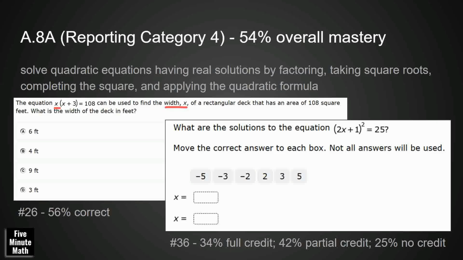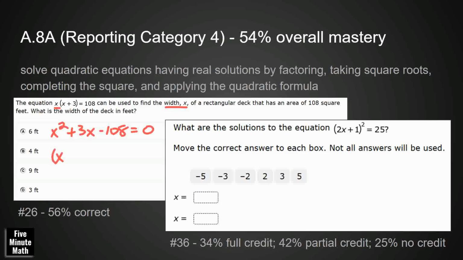So we don't really need all of this context of length times width and an area and a rectangle and all of that. Because if we factor this out, we're going to get x squared plus 3x, and then we have that equals 108. Well, if we subtract 108 from both sides, we're going to get minus 108 equals 0. Now it looks like a quadratic that we can deal with. Now, how are we going to get to 108? Well, we need two factors that multiply to 108 and add to 3. And so that's going to be 9 and 12.